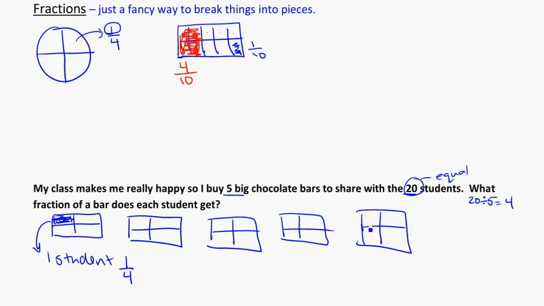So if it's helpful for any of those problems, draw out a diagram for yourself and try to visualize how you would be breaking the chocolate up, or whatever it is that you're trying to split apart, money or lollies or just a piece of paper. And keep in mind, it's just a fancy way to break things into pieces.